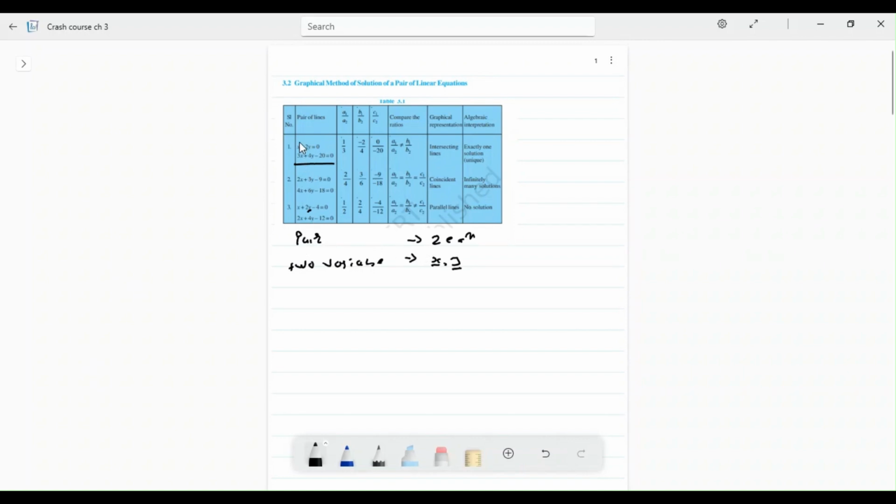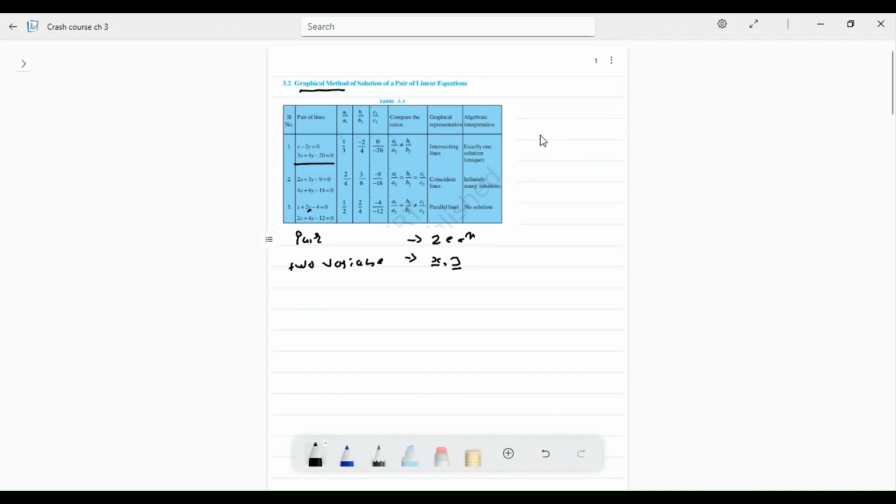Now we can solve these two equations. When I say solve these two equations, we find the particular values of x and y that satisfy both the equations. We can solve these equations in two ways: one is the graphical method and another one is the algebraic method. So first we will dive into the graphical method.